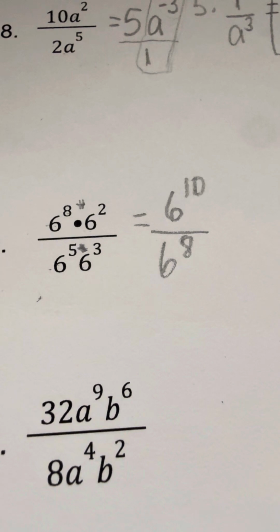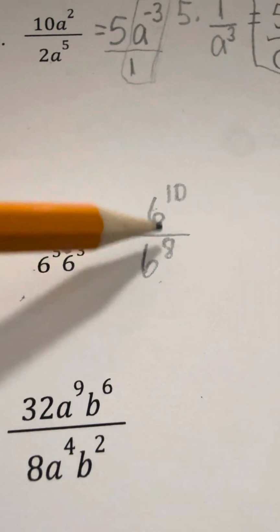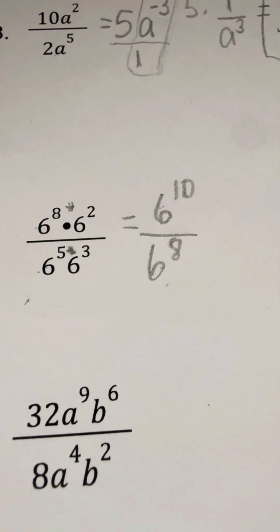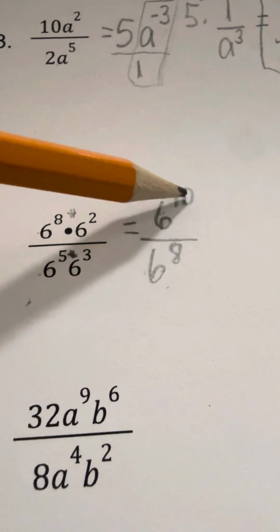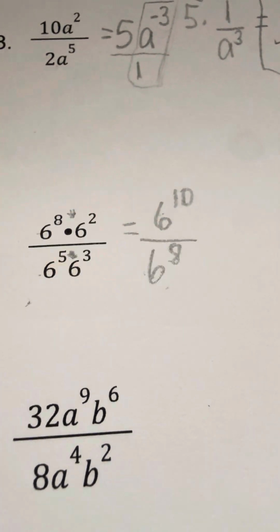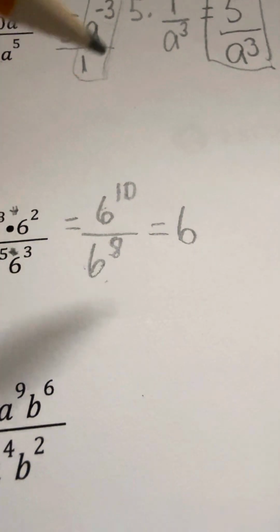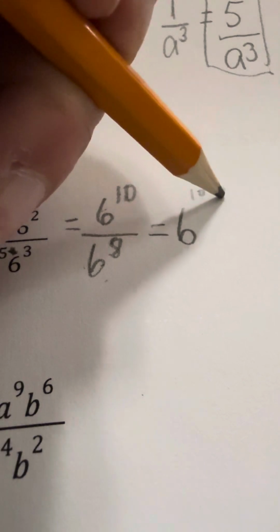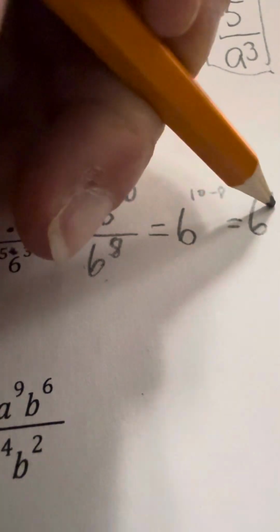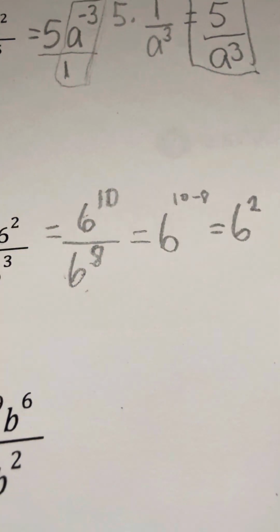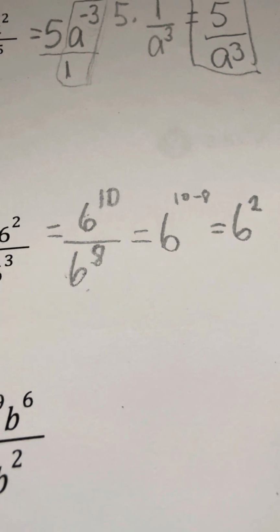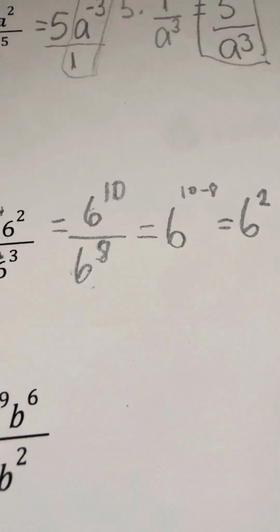Now we're going to additionally do the quotient law. The quotient law, to simplify this, is to simply take the same bases and then subtract the denominator's exponent from the numerator's exponent. 10 minus 8 is 2. So my finalized answer here would be 6 to the 2nd power. Obviously, if I wanted to simplify this 100%, I would do 6 times 6 and get 36.